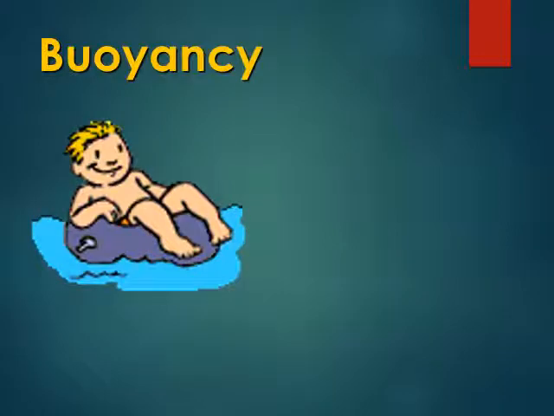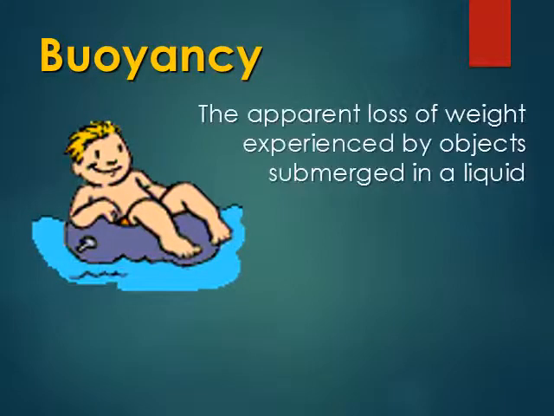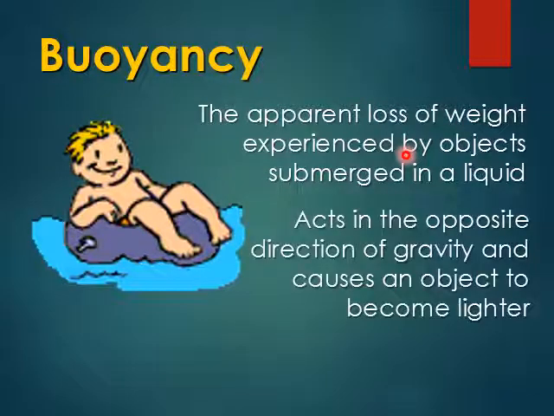And now, let's have buoyancy. Okay, so, buoyancy is the apparent loss of weight experienced by objects submerged in a liquid. So, for instance, pag nagsiswimming tayo, pakiramdam natin parang mas magaang tayo sa tubig. Parang feeling natin na nabawasan yung weight natin. So, yun yung tinatawag dito na apparent loss of weight experienced by objects na nilalagay natin sa isang liquid. It acts in the opposite direction of gravity and causes an object to become lighter.